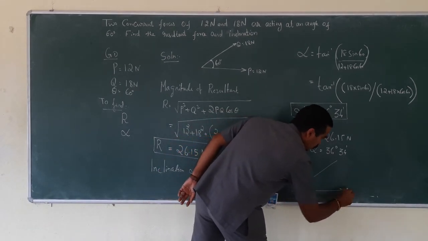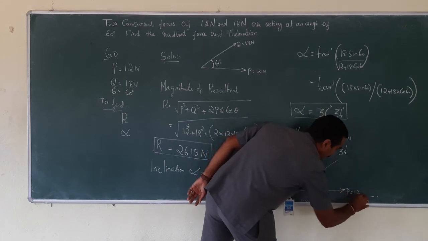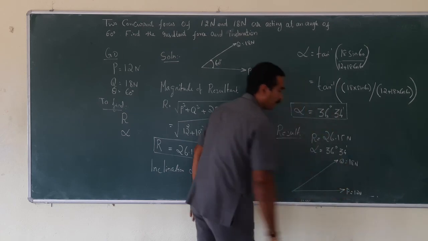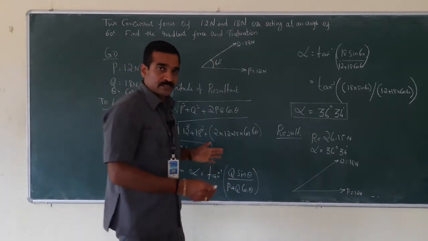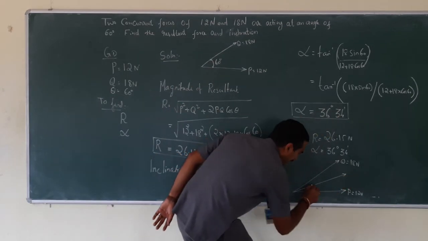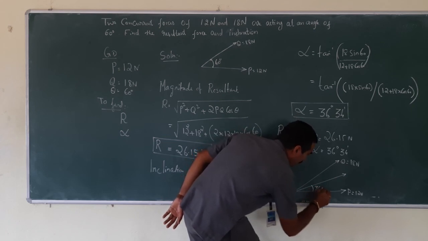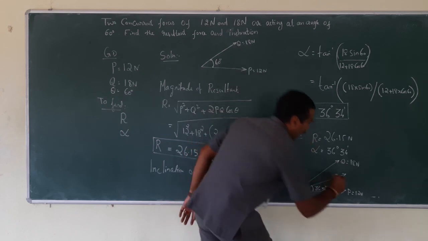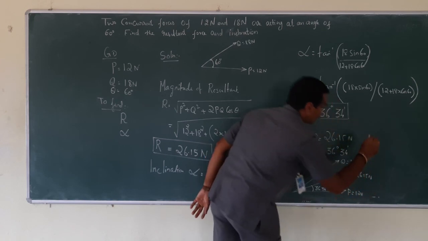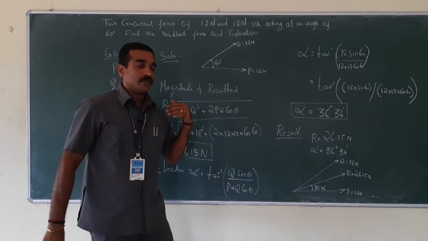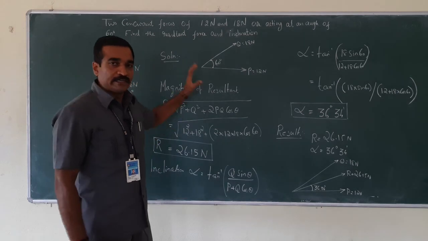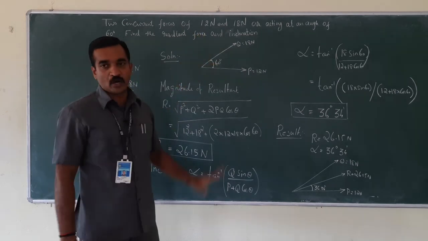So this is 12 Newton, that is P is equal to 12 Newton, and this is Q is equal to 18 Newton. The resultant will act along the diagonal of this, somewhere here, and the inclination would be 36.34 degree, and the R value is whatever value you got here. Suppose this sketch has not been given in the question, so I have assumed and drawn it.